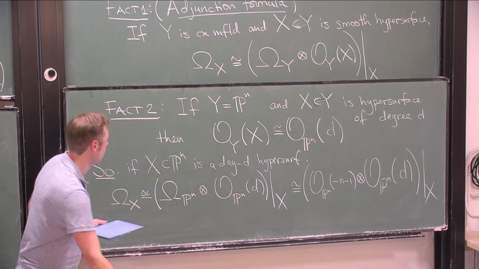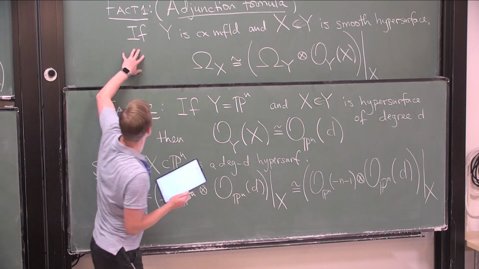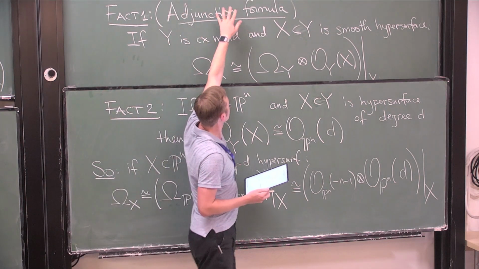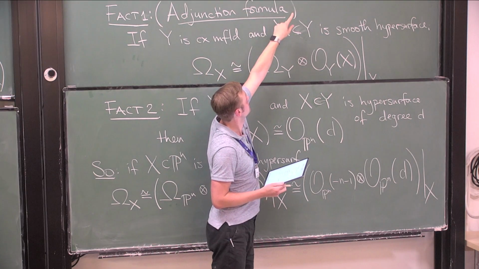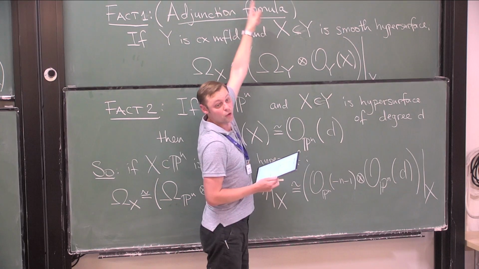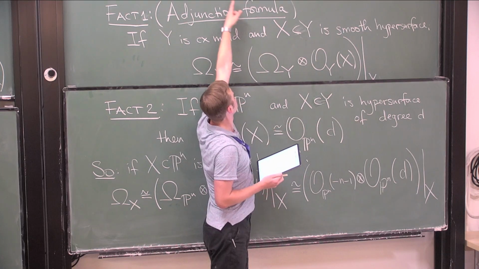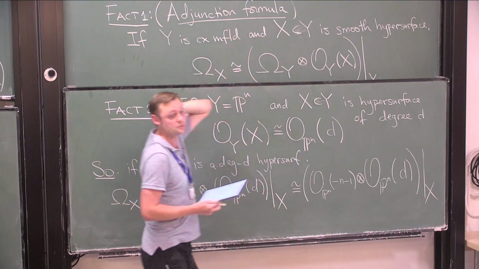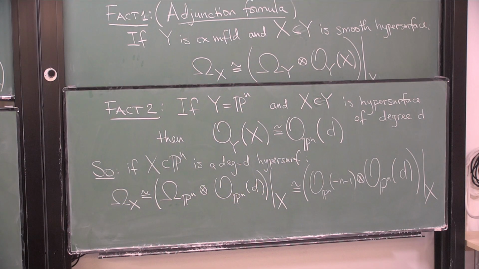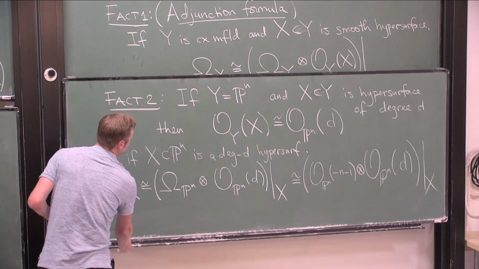Excuse me? Yeah. What do we mean here by a hypersurface? A hypersurface is just something of this form. It's a subset of P^n in general, cut out by a polynomial. And when I say a hypersurface of degree d, it refers to the degree of that homogeneous polynomial. Right. Okay.